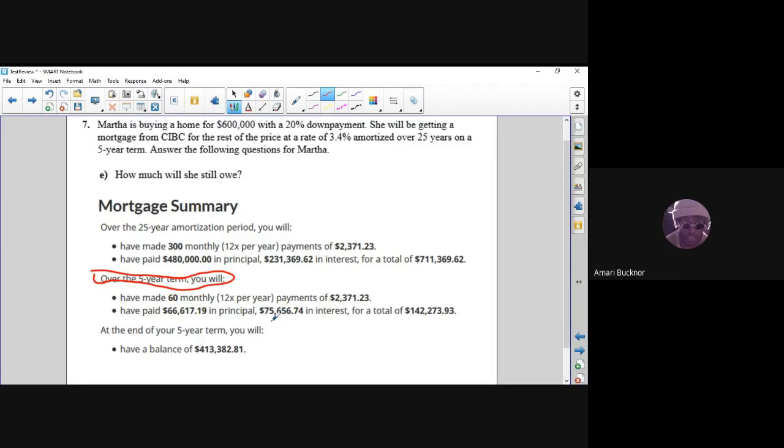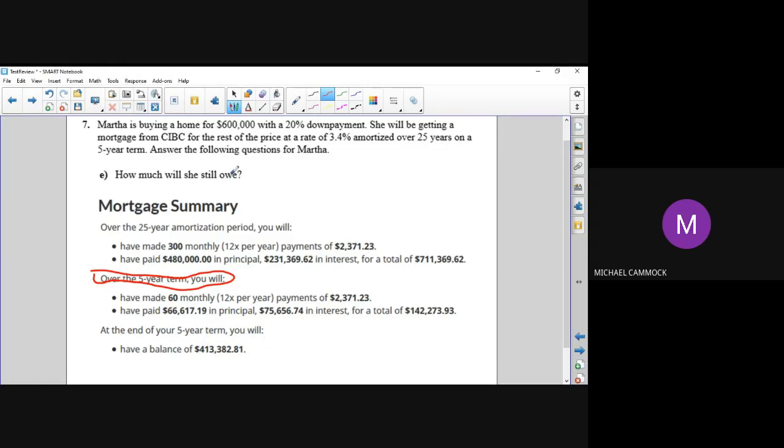So, where it says you have a balance of $413,000, like that. Correct. Ding, ding, ding. Give him the points. He got it right. That's exactly right. This is the amount you borrowed, $480,000. That's the amount you borrowed from the bank, but you still owe $413,000 after 5 years. After 25 years, you'll pay this off, but you've only been in this for 5 years. So it's telling you that after 5 years, this is how much you owe.